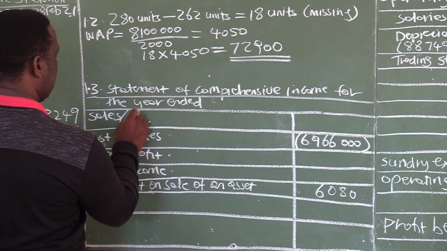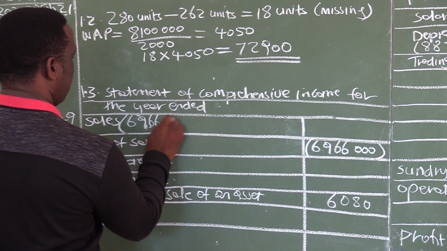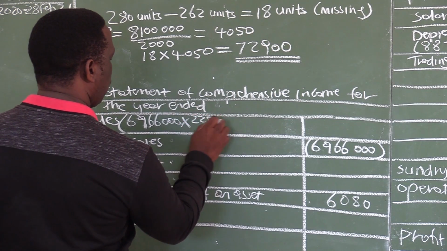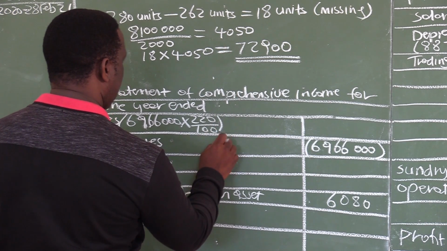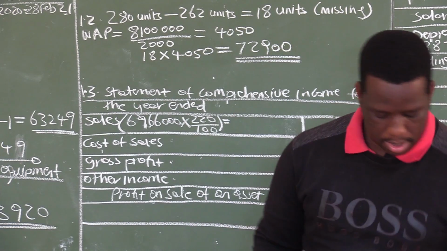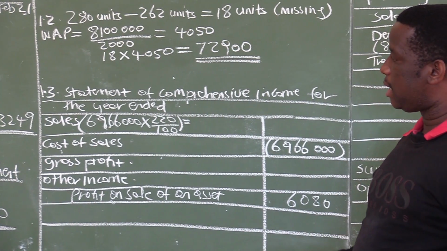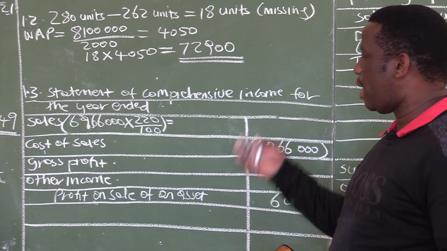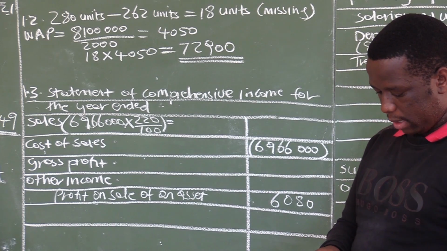So our cost of sales is 6,966,000, multiplied by 220 over 100. Let's do this calculation. If the markup percentage is 120, then, because if it was 20%, it would be 120 over 100, and if it was 30%, 130, now it is 120, so therefore it will be 220 over 100.